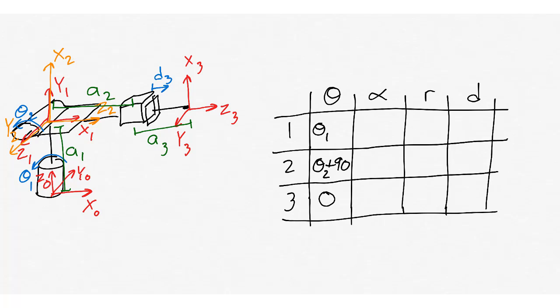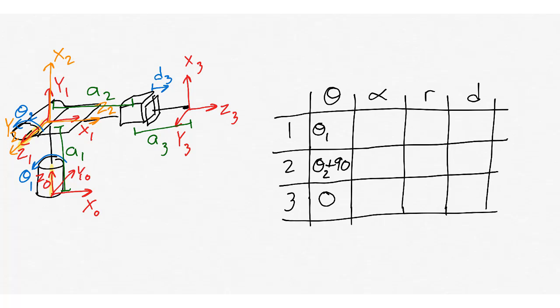Let's move on to alpha. Alpha is the rotation that I have to rotate frame n-1 around axis xn to get the z-axes to match. So to figure this out, the first thing I do is identify the directions of the 2 z-axes.